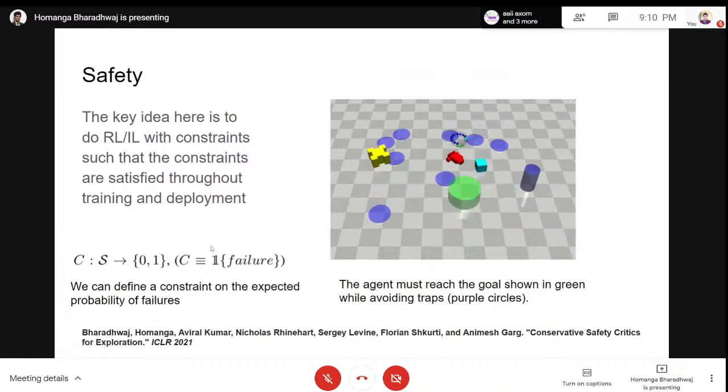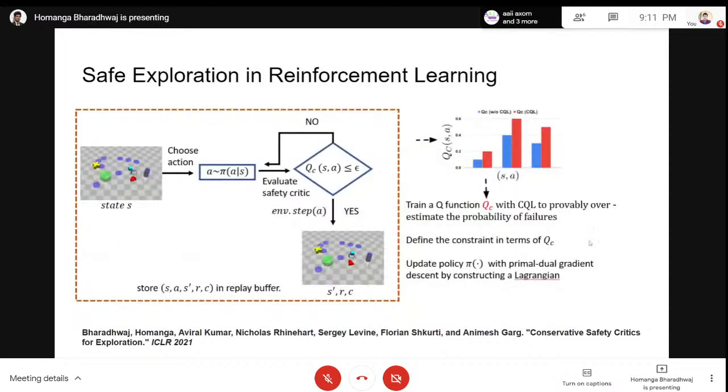So using this, we can define a constraint on the probability of expected failures. So how probable is the agent likely to fail in expectation? And we want to bring the value of that down below a certain threshold. So that is how we define constraints in this reinforcement learning framework. And I actually won't go into details of the algorithm, but just to give a little bit of intuition, we already saw the reinforcement learning pipeline where at a certain state S, the agent chooses an action A from the policy, and then it executes that action in the environment.